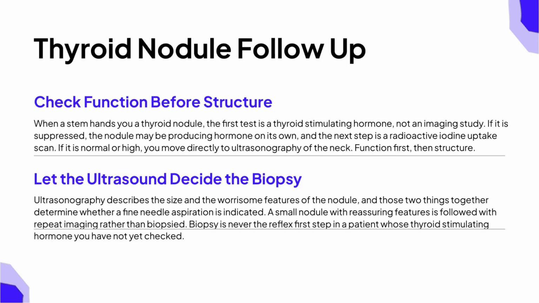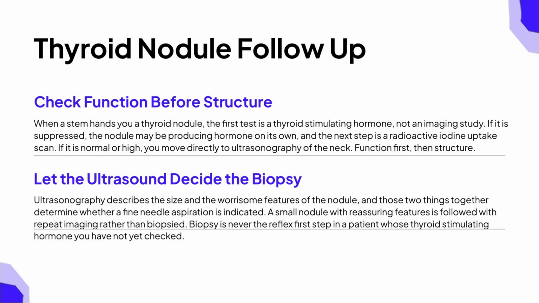Now, thyroid nodule follow-up, one of the most predictable algorithms on the exam, and testable because most students get the order wrong. Rule 1. Check function before structure. When a stem hands you a nodule, whether found on exam or incidentally, your first test is a thyroid-stimulating hormone, not an ultrasound, not a biopsy. If it comes back suppressed, the nodule may be making hormone, so your next step is a radioactive iodine uptake scan to see if it's hot. If it's normal or high, you go to ultrasonography of the neck.